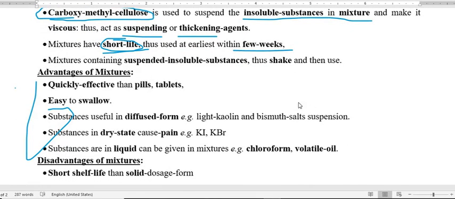Next important point is that because the substances are insoluble, in suspended form or in diffusible form, when you keep the mixture in a place, and before using it, when you look at it, you will find all the ingredients present in the substance usually settle down. So before starting to use it, you have to shake it well, and then you have to use it. So this is all about the mixture.